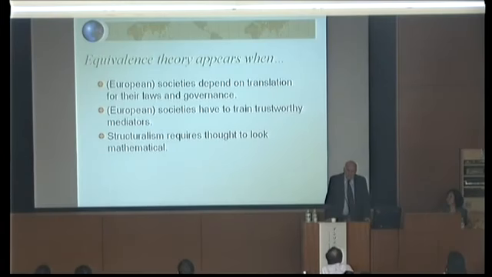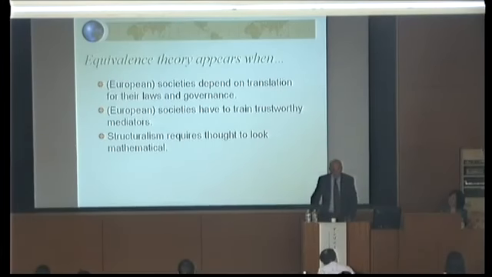Why was European translation theory so enamored of equivalence in the late 20th century? Well, here you go. They needed laws that were going to operate in different languages and still have the same validity. If you do that, you need to assume equality between languages. You need to assume juridic equivalence, at least. They had to train mediators who could be legally trustworthy.